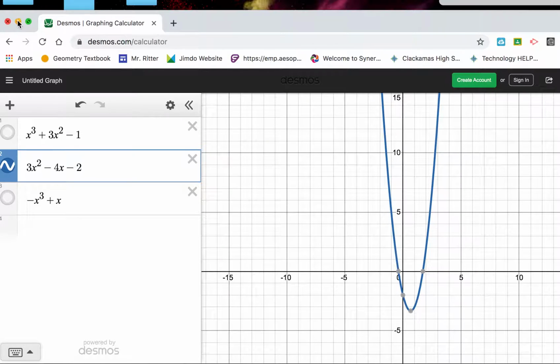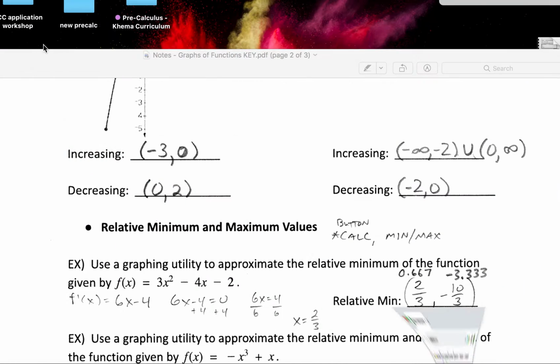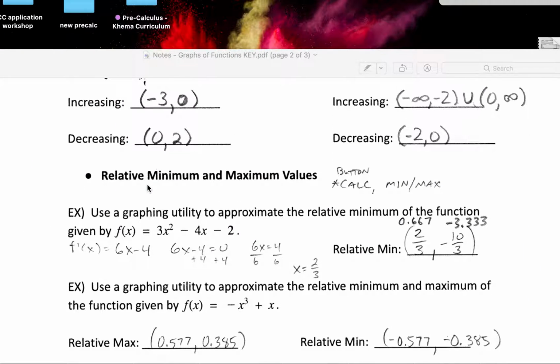All right, let's look at one more, I think. We're going to graph negative x cubed plus x.